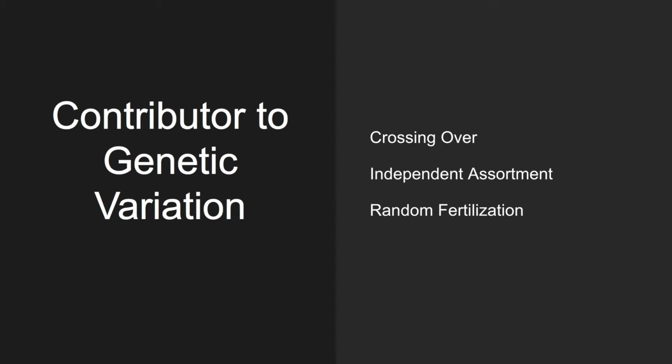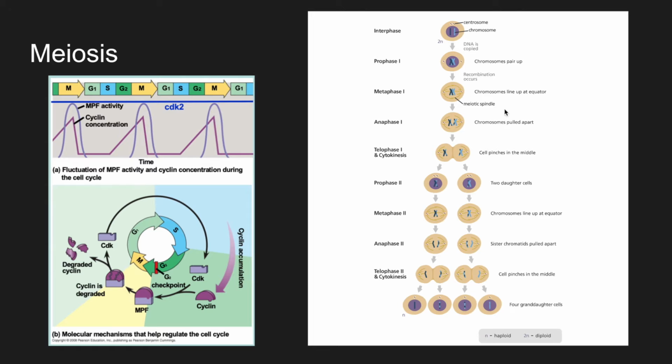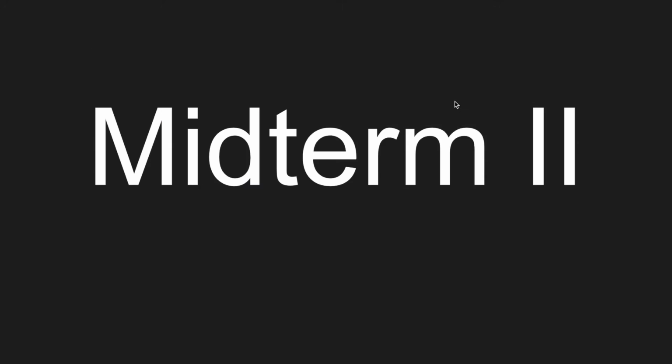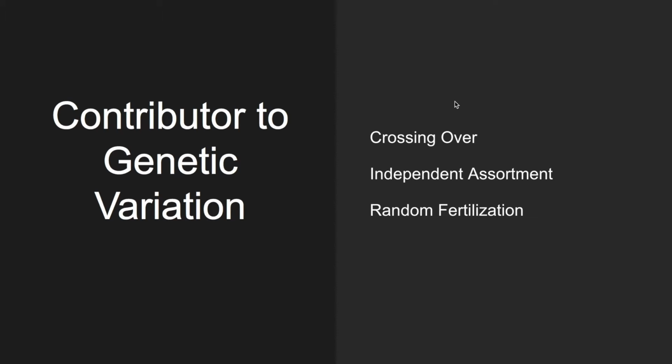Then independent assortment, which is the concept that when you have your homologous chromosomes line up on the metaphase plate, obviously in this image it is showing that there's one chromosome, but we know there are several more. So when they line up, they're lining up independent of each other. So it's not to say that all the mother's chromosomes are lining up on this side and all the father's chromosomes are lining up on that side. So that again promotes genetic diversity.